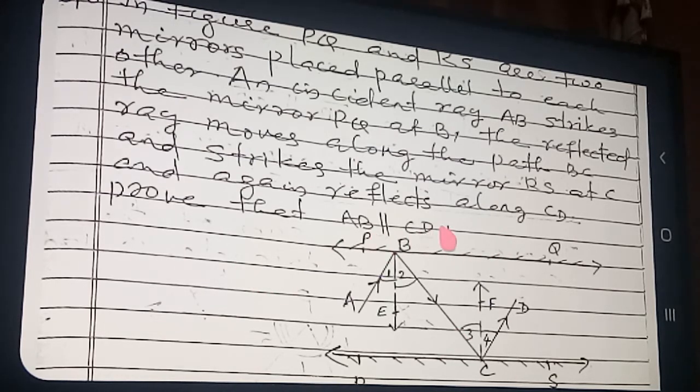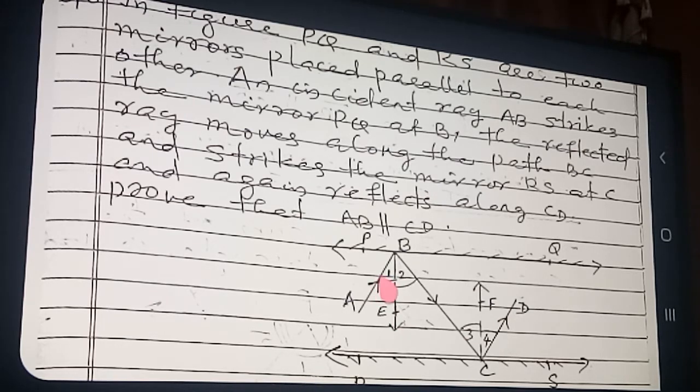Prove that AB is parallel to CD. This is the question. So listen to this very clearly. Here this is the incident ray and this is the reflected ray. And here this is the incident ray touching and reflecting back. And these are the rays given.